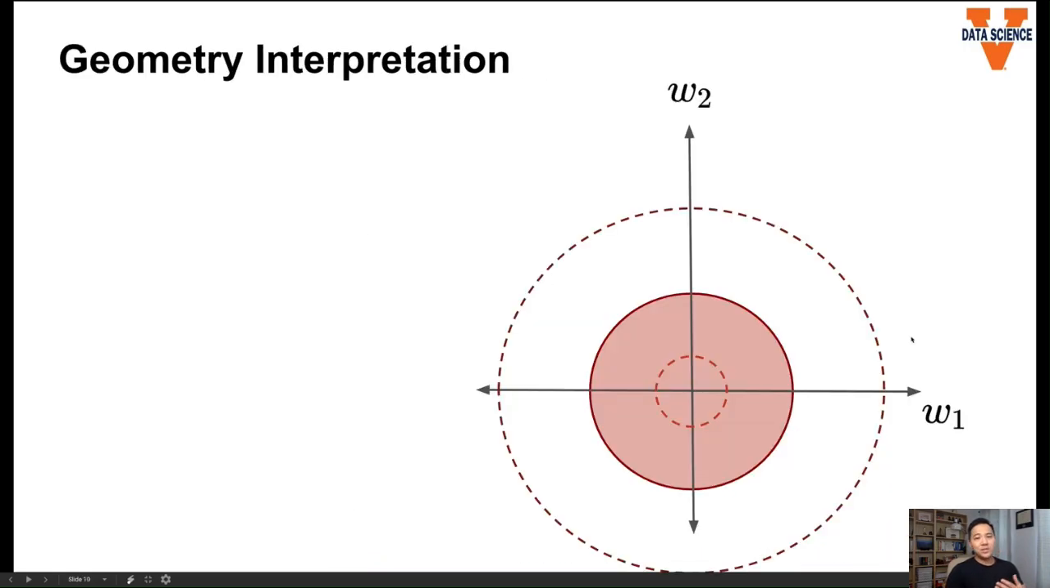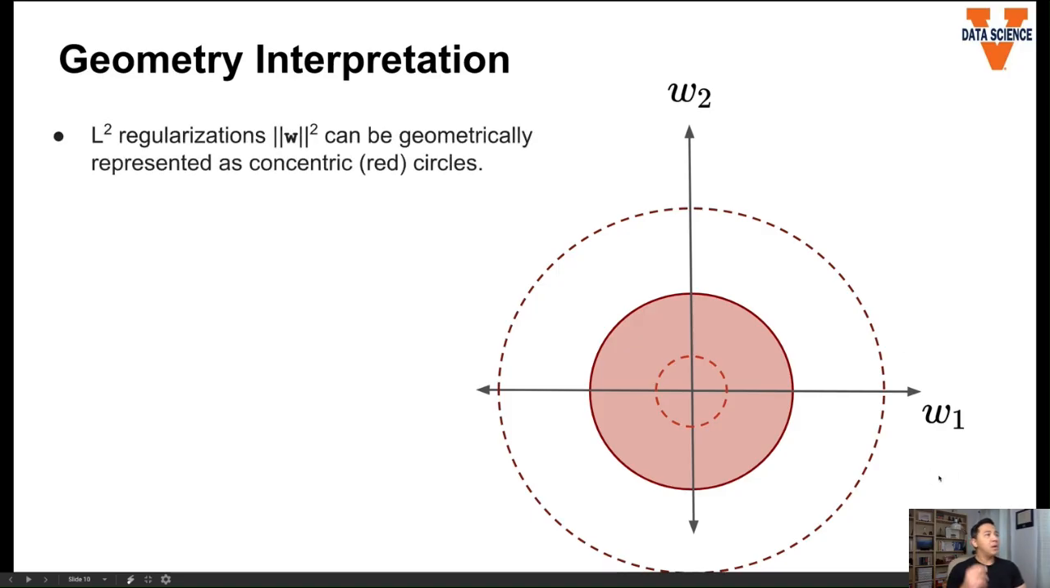Okay, so what is the geometric interpretation of this method? Imagine you have a simple coordinate system with only 2 parameters, W1 and W2. The L2 regularization can be represented here as concentric circles. Why is it a circle? Because W1 squared plus W2 squared forms a circle in the Cartesian coordinates. So you have multiple circles depending on the values of W1 and W2.